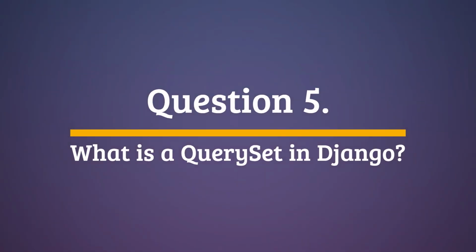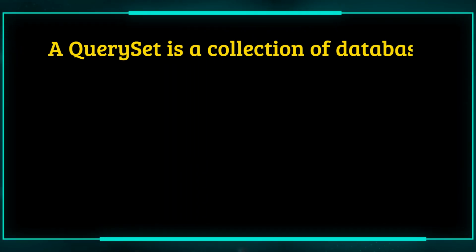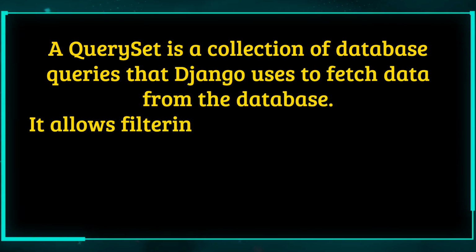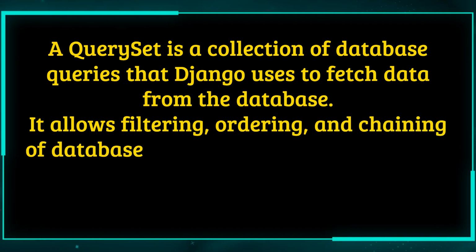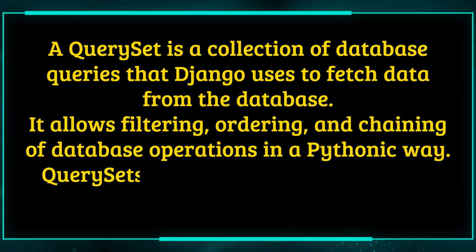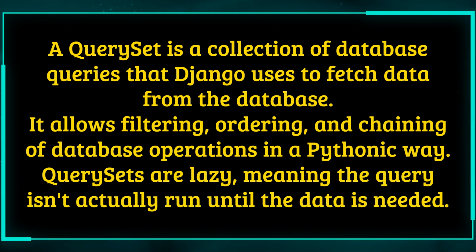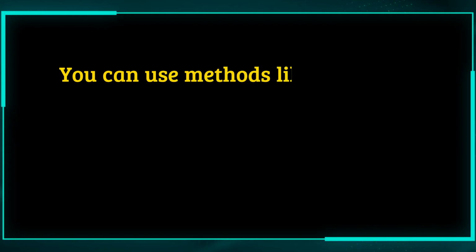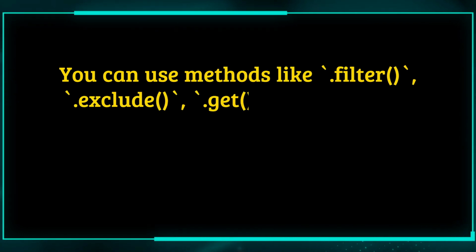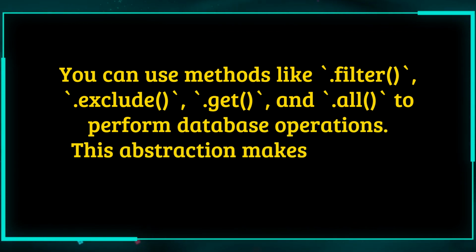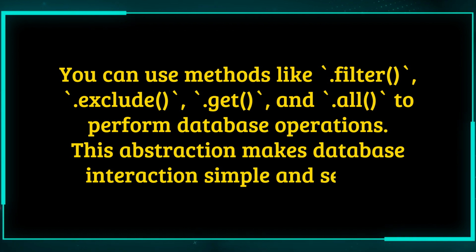Question 5. What is a QuerySet in Django? Answer. A QuerySet is a collection of database queries that Django uses to fetch data from the database. It allows filtering, ordering, and chaining of database operations in a Pythonic way. QuerySets are lazy, meaning the query isn't actually run until the data is needed. You can use methods like .filter, .exclude, .get, and .all to perform database operations. This abstraction makes database interaction simple and secure.